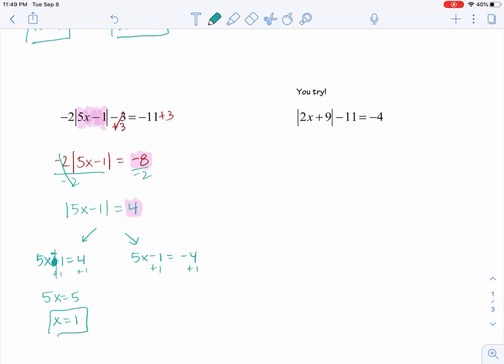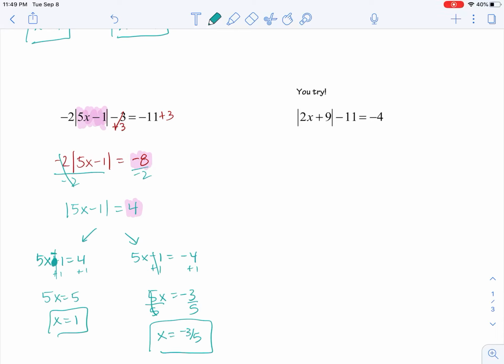And here I'm going to add 1 to both sides, and I'm going to get that 5x equals negative 3. And you might be thinking, that's gross. Sure is. We're going to divide both sides by 5, and x equals negative 3/5. If we plug this in, it will work. This is not anything to be afraid of. It's okay to get a fraction as your answer.